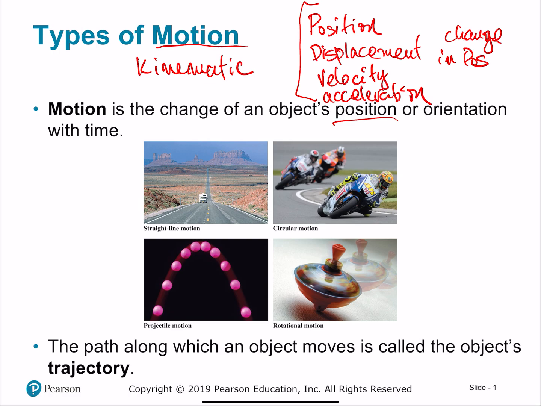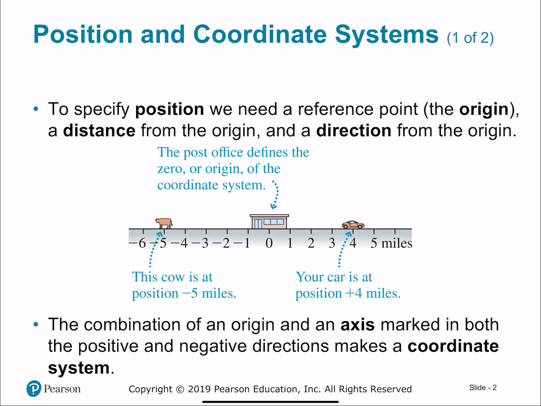But you sort of have an idea of what position is. This ball here is changing position, right? So how do you formally define the position? Well, to define the position, you need a coordinate system. You need a reference, right? You need to say this car is 4 miles from the post office. So then you set your zero, your origin, at some point, in this case, the post office.